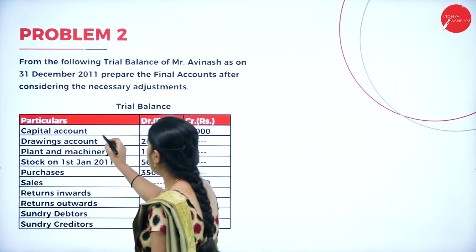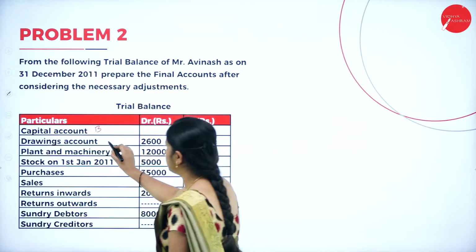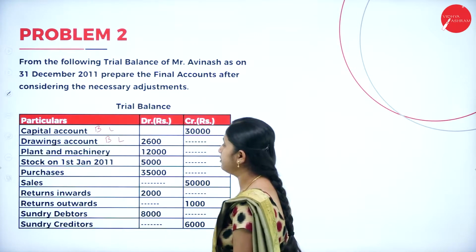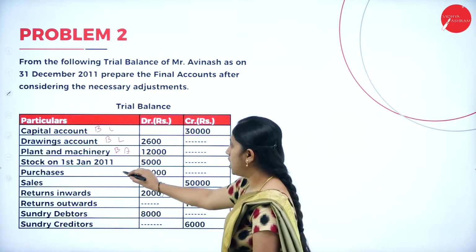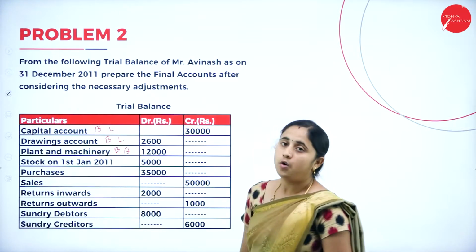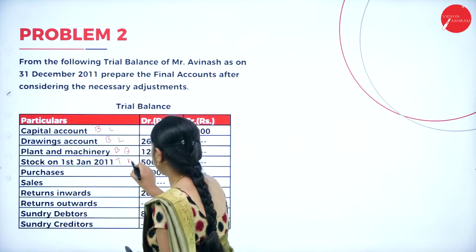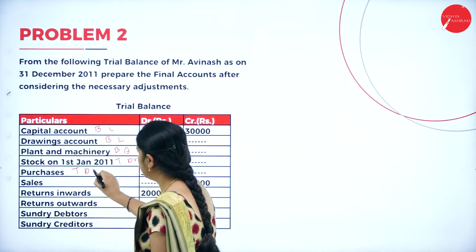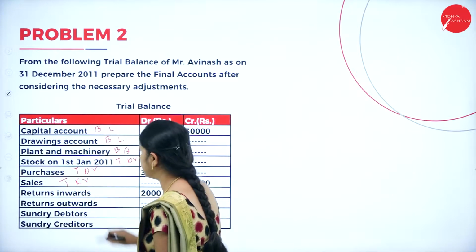Capital account. Capital is a liability which comes under balance sheet. Drawings. Drawings is a liability, comes under balance sheet. Then plant and machinery. Assets, comes under balance sheet. Then stock, 1st Jan 2011, that means opening stock. Opening stock will be taken in the trading account debit side. Then purchase, trading account debit side. Sales, trading account credit side.